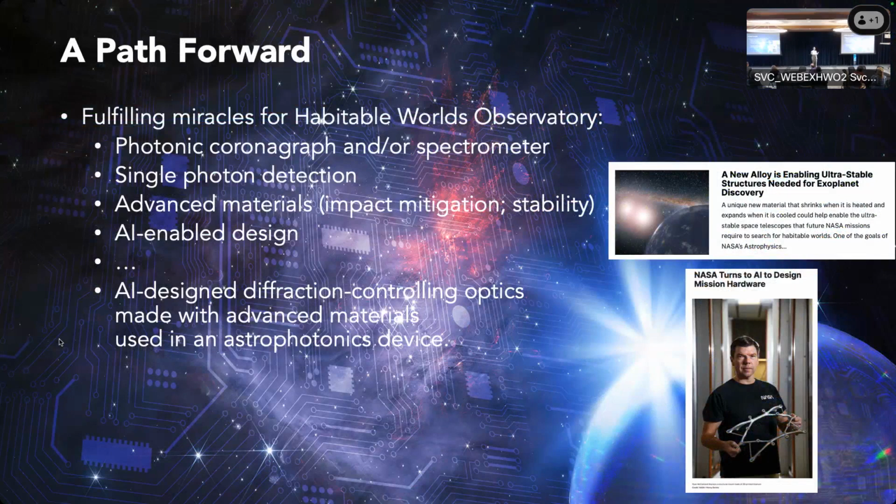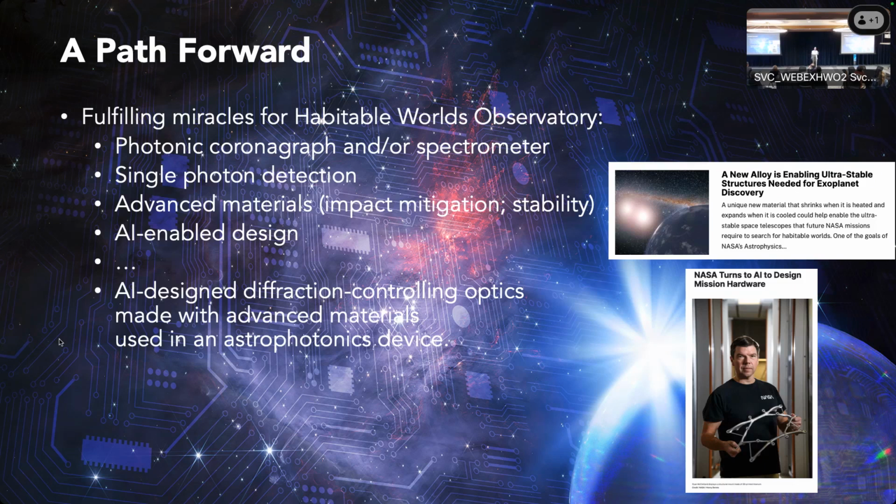This is sort of fulfilling the miracles that we're going to have for something like the Habitable Worlds Observatory or for telescopes beyond that. Obviously, things like a photonic coronagraph, or some kind of multi-object photonic spectrometer, are things that are close enough to within reach that we can look towards getting those into tiny little bits of glass. Single photon detection with the weakly quantum devices is a real thing. We already are doing that.